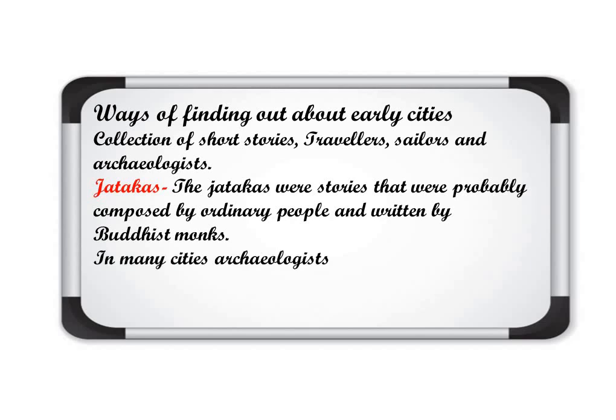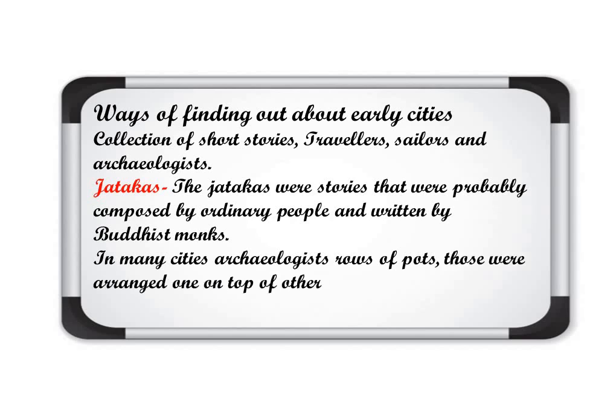Next is, in many cities archaeologists found rows of pots. Those were arranged one on top of the other. These were known as ring wells. So this is one example that is given about what the archaeologists found. They found in different cities rows of pots arranged one on top of the other, and they were known as ring wells.